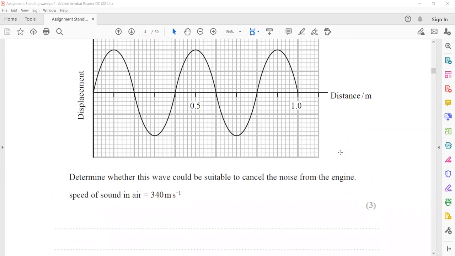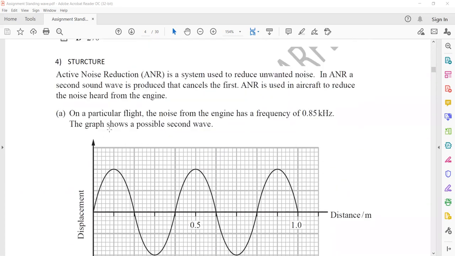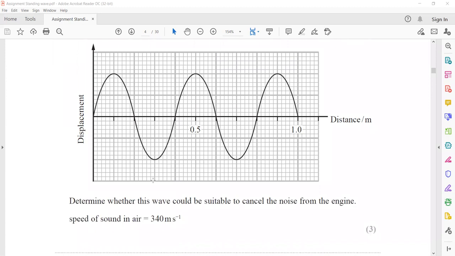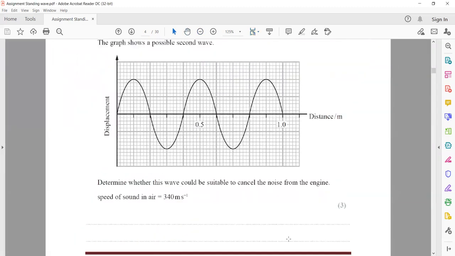How can we work it out? To cancel out, we should use the same frequency. The frequency of the engine is 0.85 kilohertz. So using the graph and the speed, we have to find the frequency. Using the graph, how can we work out the wavelength? The distance between two successive crests refers to the wavelength. When we scale this, it is 0.1, 0.2, 0.3, 0.4, 0.5. So the wavelength starts from 0.1 and ends at 0.5, so the wavelength is 0.4 meter.